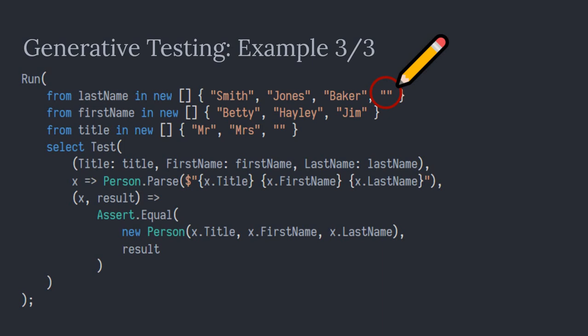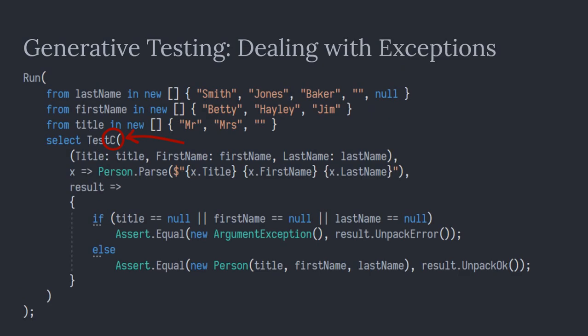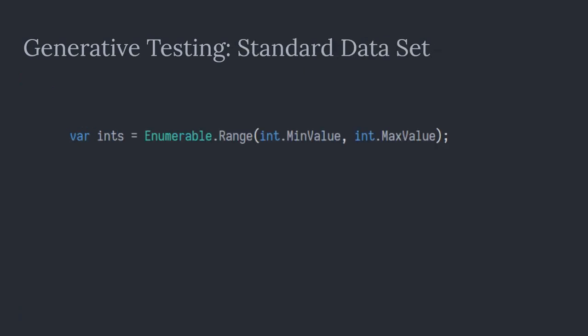Methods like parse can also throw exceptions, so I added a variant of the test method which allows you to interrogate for success or exception in a safe way. Here I'm using the inputs to assert for argument exceptions. Before I continue much further now, I want to jump back to this for a second.